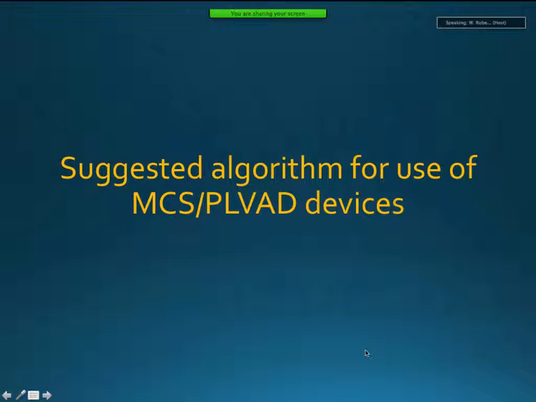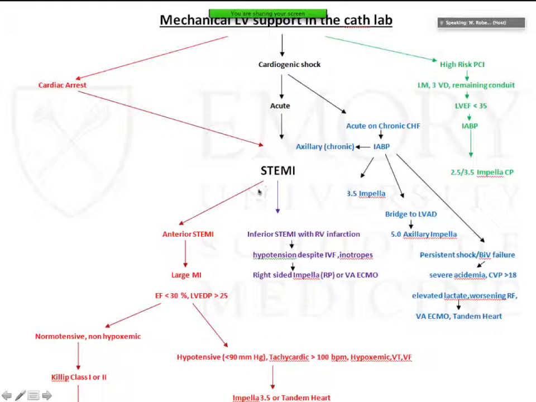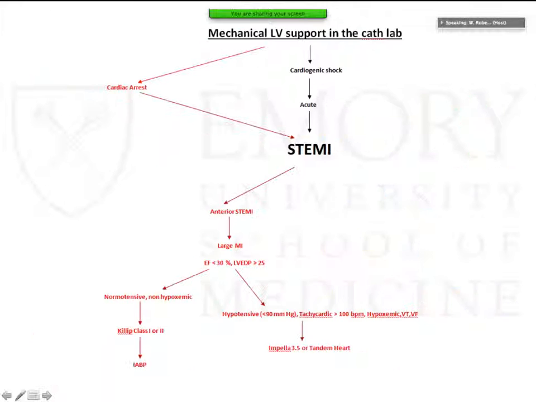Now I'll come to a suggested algorithm that I've had in my mind for the use of these devices. This is a very busy slide, but I will break it down for you in just a minute: mechanical LV support in the cath lab in the setting of cardiac arrest, cardiogenic shock, acute and chronic heart failure, and high-risk PCI. So let me go through each section.